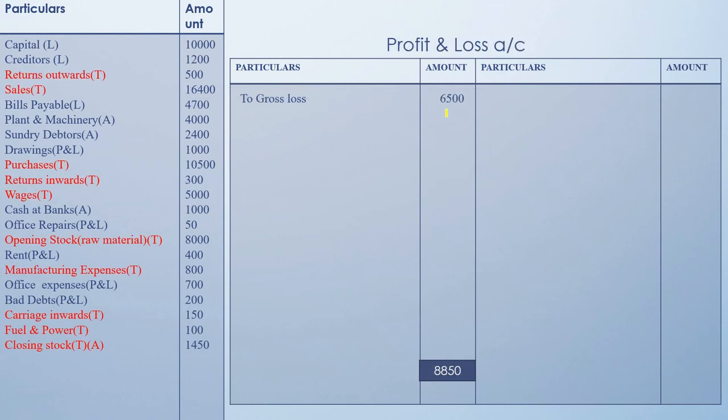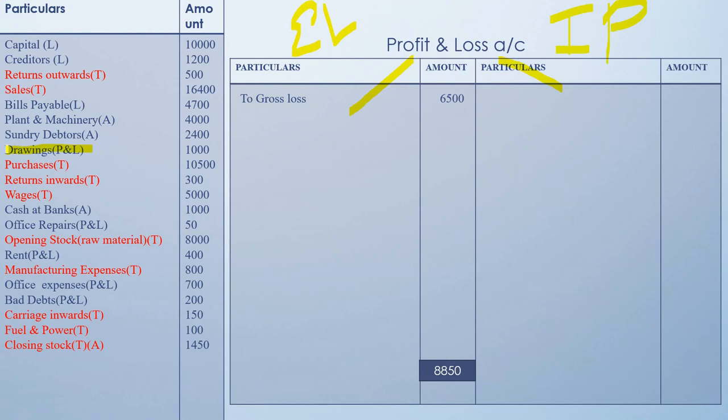So the gross loss is 6,500. Whatever items we have posted in the trading account, I am marking in red color, so now we can identify the P&L account items. Students, as a reminder, in the P&L account, on the debit or left hand side we record all expenses and losses, and on the right hand side we record all incomes and profit.